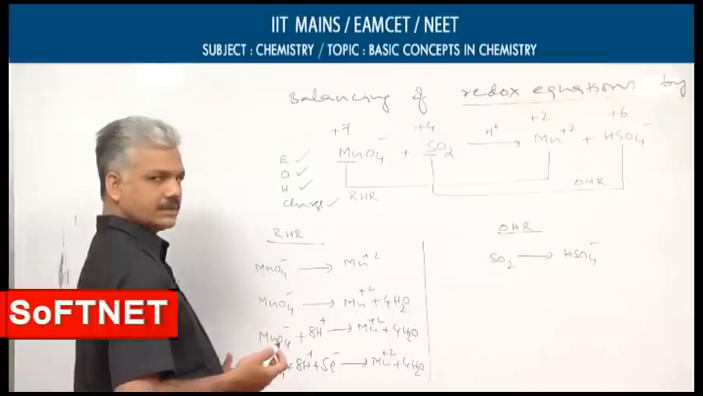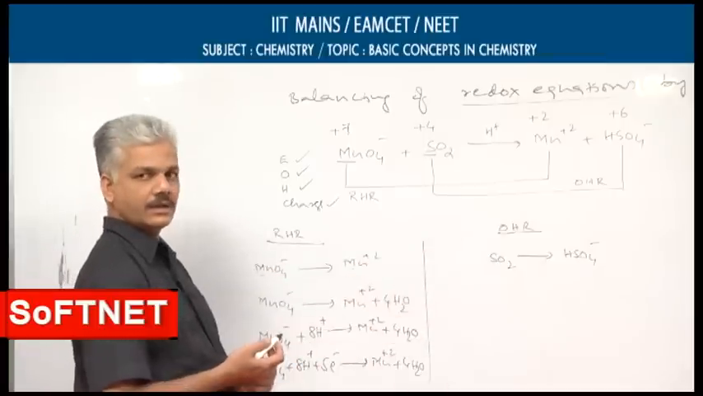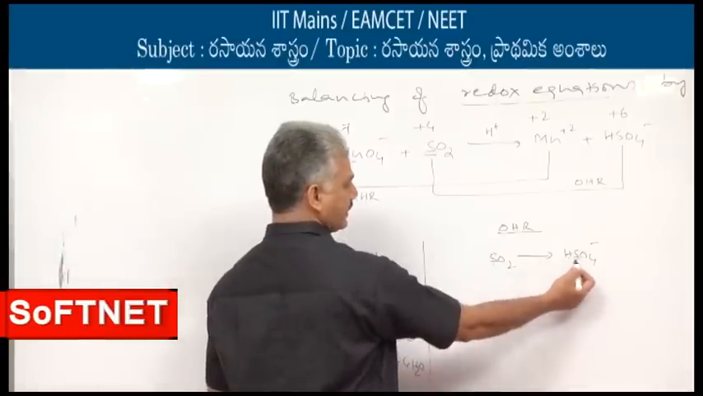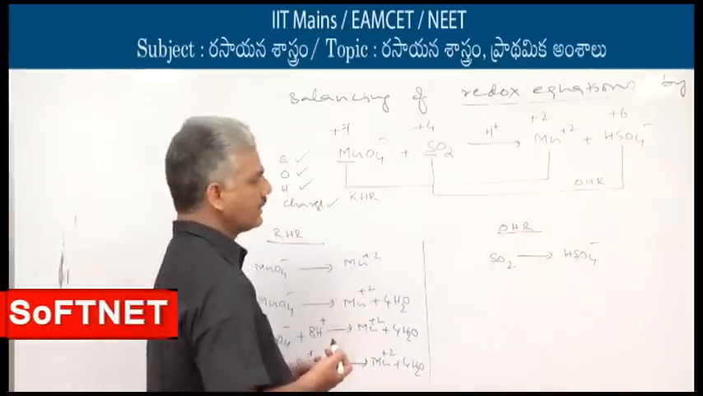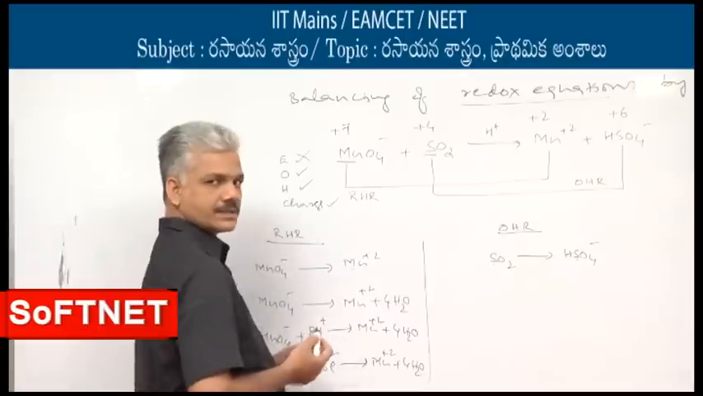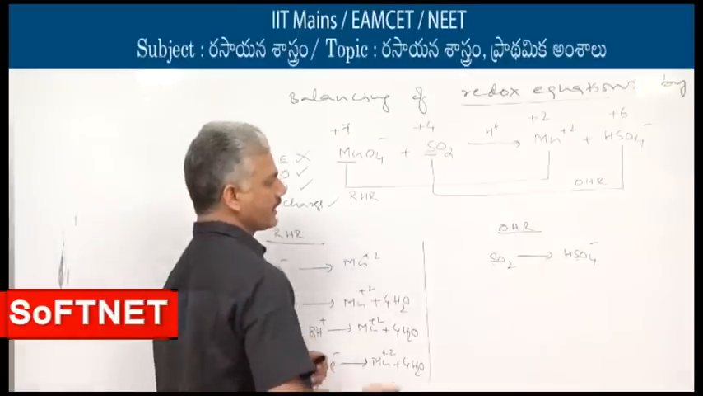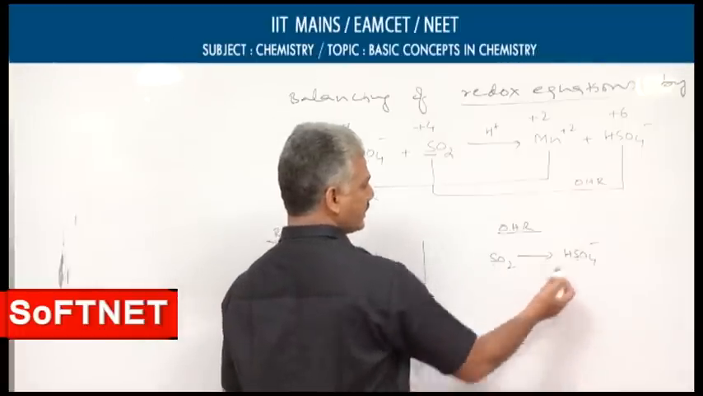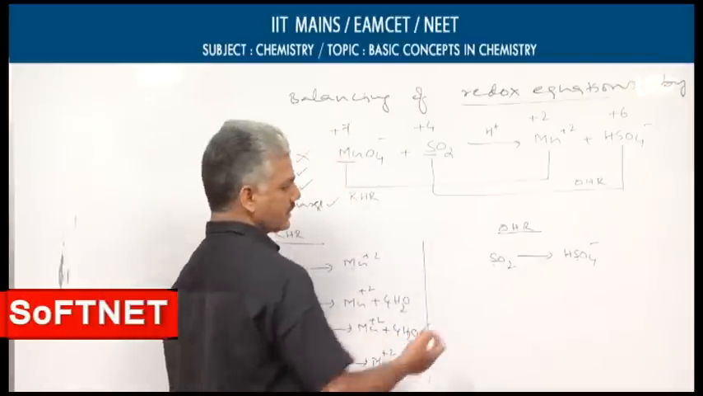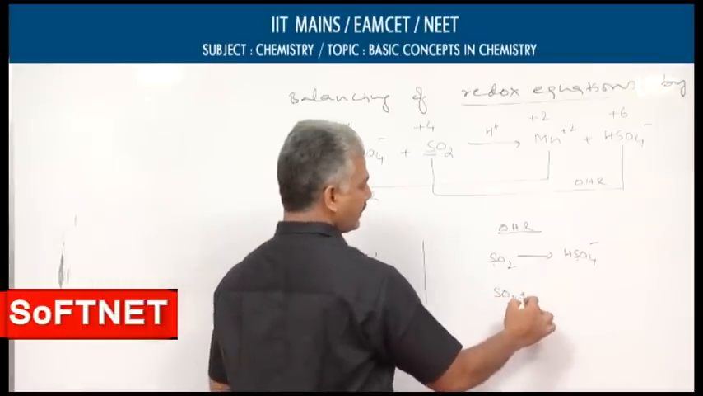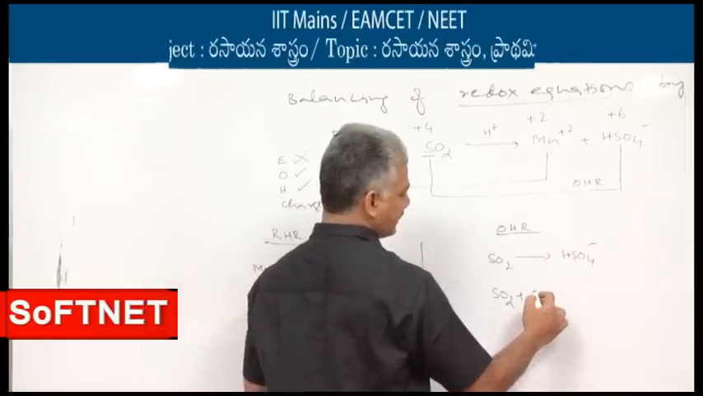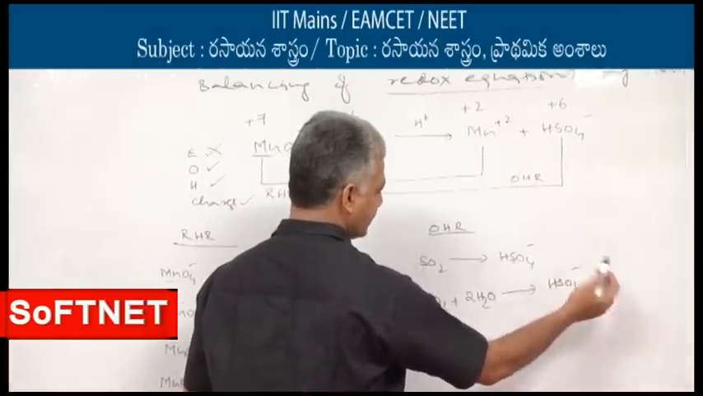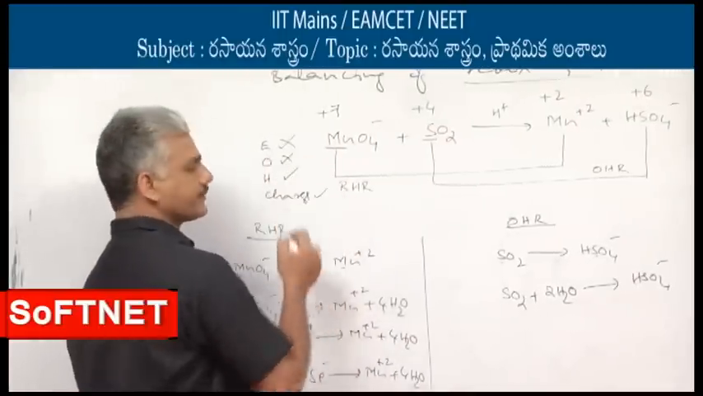Now, the same procedure has to be applied on the other half reaction also. Here, the element other than oxygen and hydrogen present is sulfur. It is also in a balanced state, so you need not balance it. Next, oxygen. On the reactant side, there are 2 oxygens. On the product side, 4 oxygens. As per the rule, the oxygen atoms are balanced by adding the required number of water molecules. In this case, it is 2 water molecules.